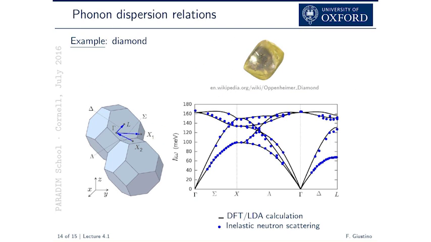That's an example calculation for diamond. I'm putting this here because there are very nice experiments which were done, I don't know if in the 50s or the 70s. The black lines are a DFT calculation, and the blue dots are inelastic neutron scattering. The story of this is actually quite interesting, because these measurements were really done on this sample, which is called the Oppenheimer diamond.